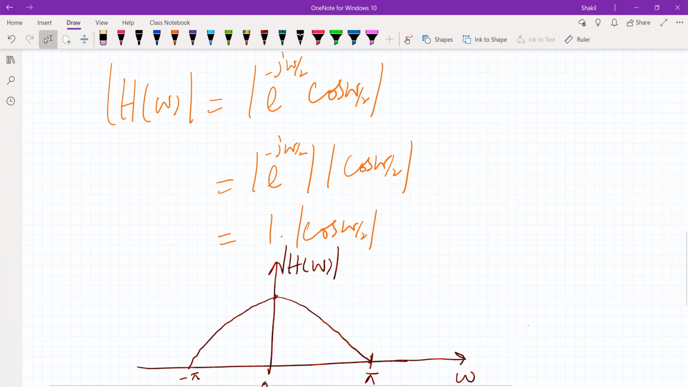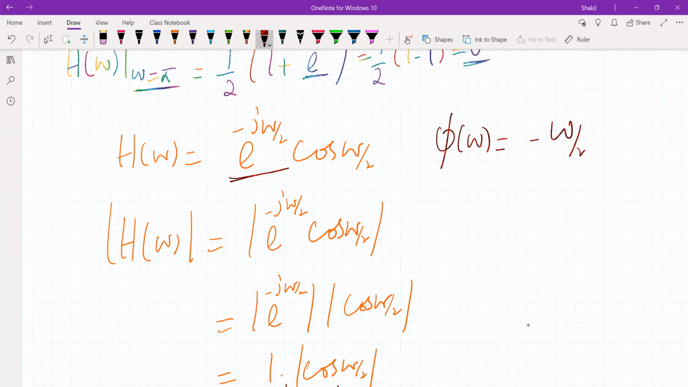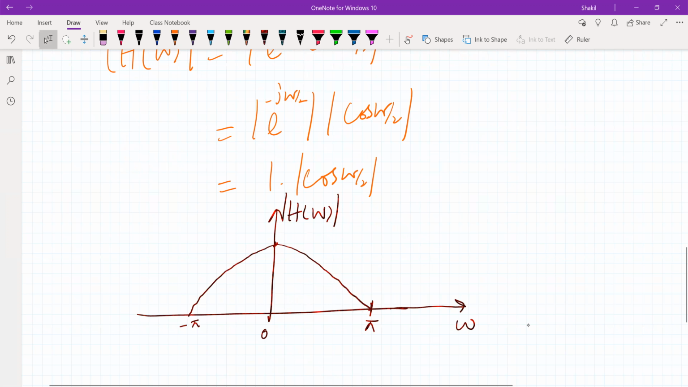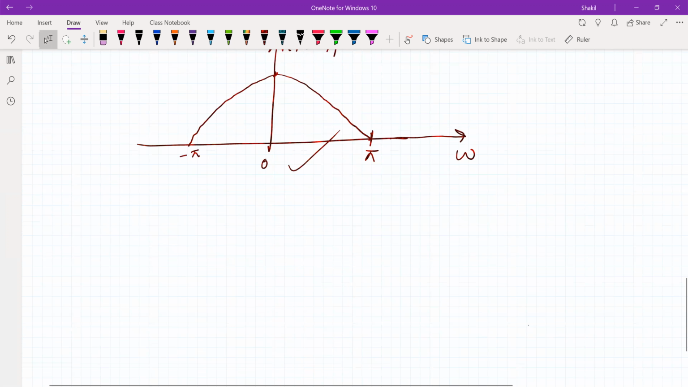Now another important property of FIR filters is the linear phase. The phase here is minus omega by 2. We have already plotted this in MATLAB. Please try it again. Use fplot. You remember the fplot function to plot this phase and magnitude. Let's do this. You will get this response. Right? We have already done this. Now indeed this proves that this is a low pass filter.